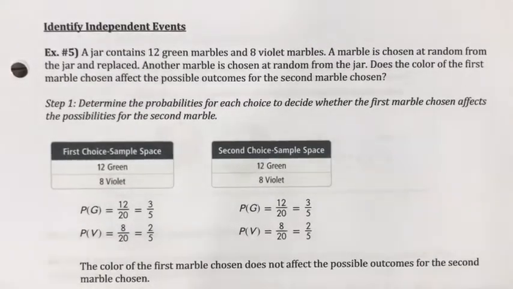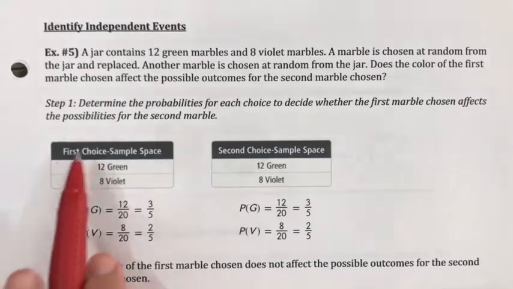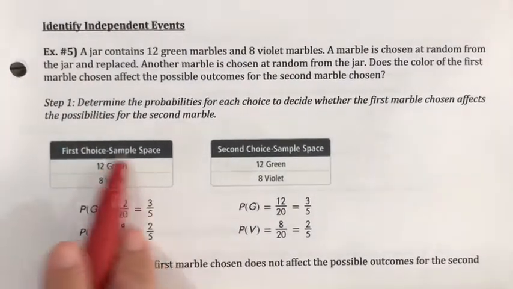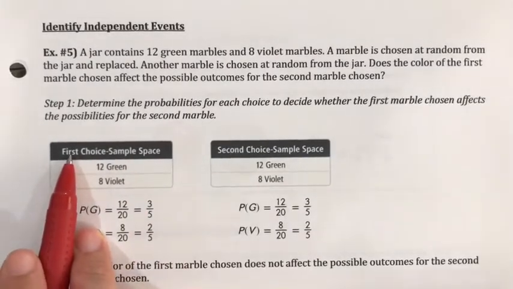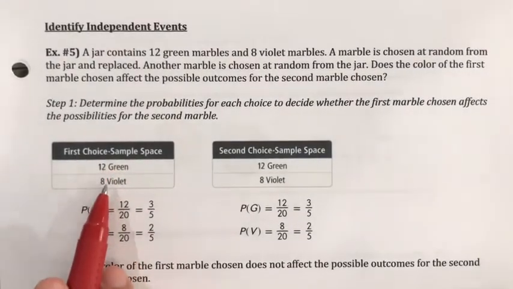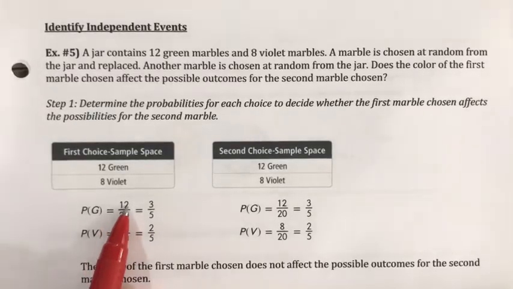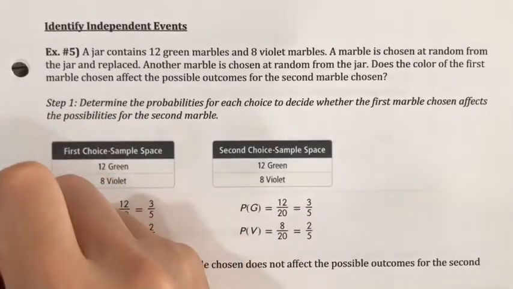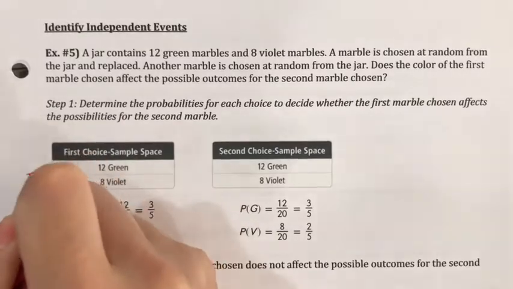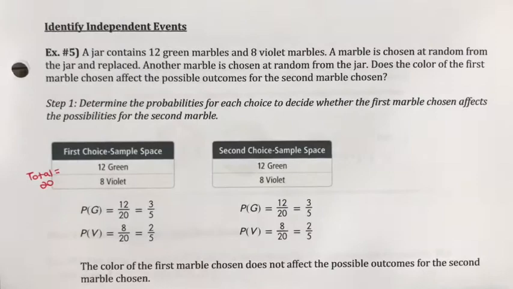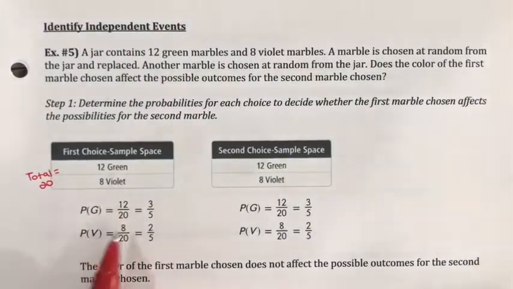second marble. Okay, now if we think about, so we're pulling marbles here, right? So our first choice, okay, we've got this jar and it has 12 green and 8 violet. Okay, so the probability of a green marble would be 12 out of 20 because the total is 20 marbles. Okay, which will reduce to 3/5. Okay, the probability of a violet would be 8 out of 20, which reduces to 2/5.